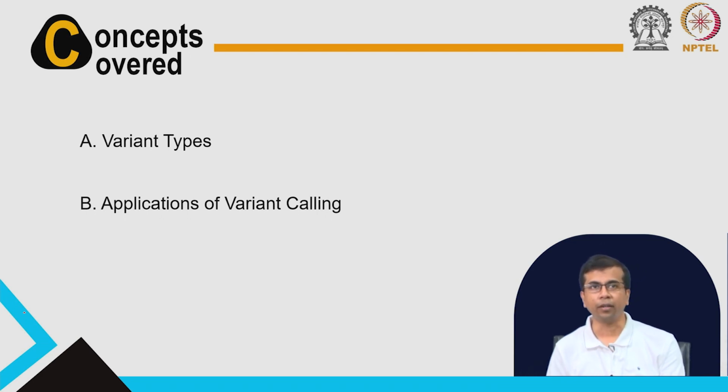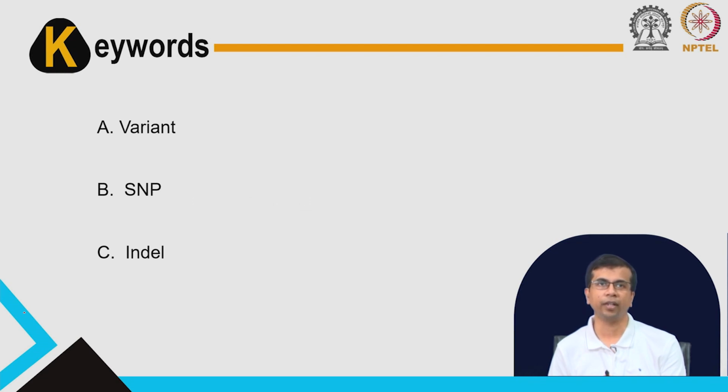Okay, so, let us begin and start with the different variant types. So, these are the keywords that will come across today: variants, SNP and indel.